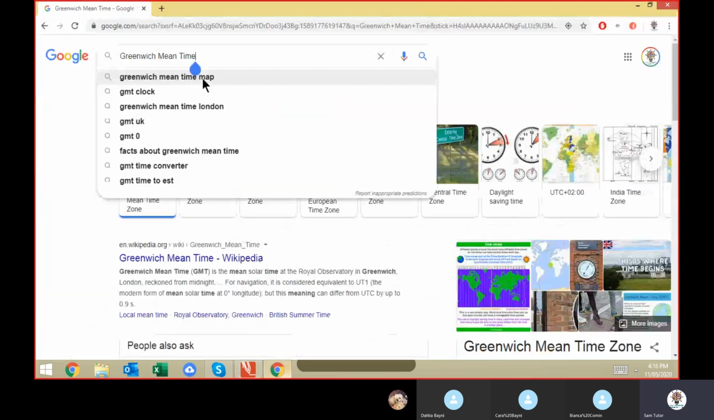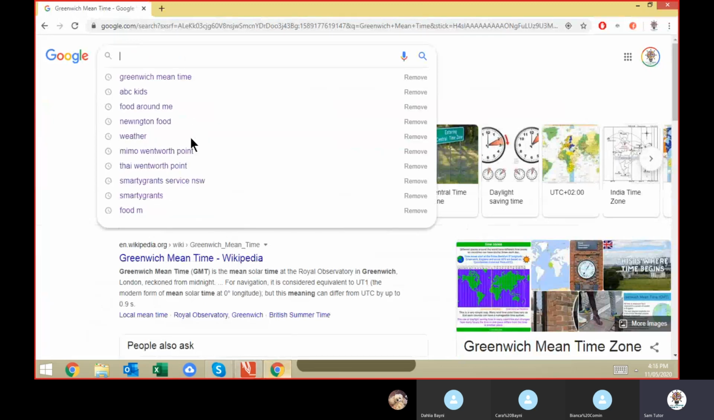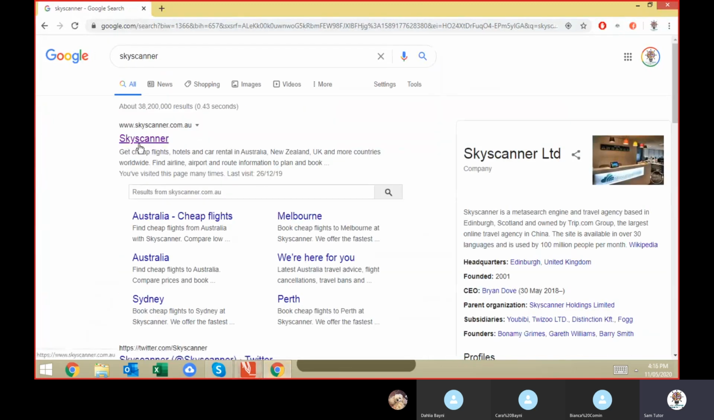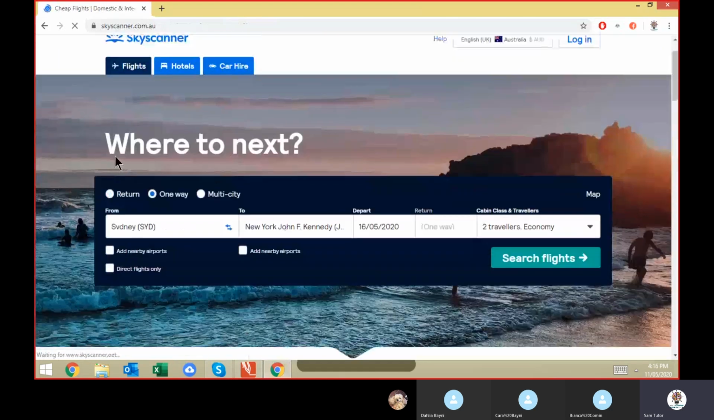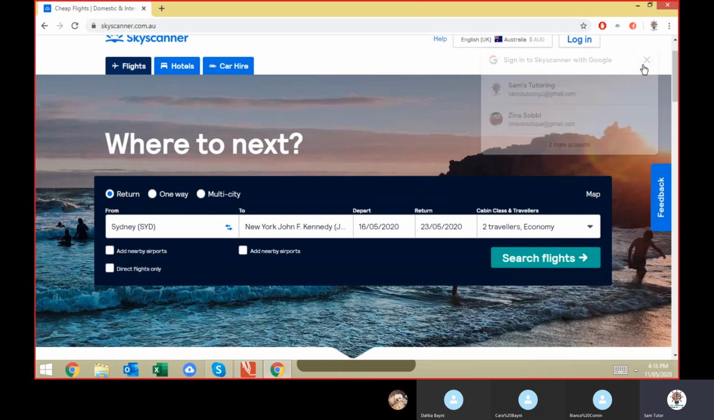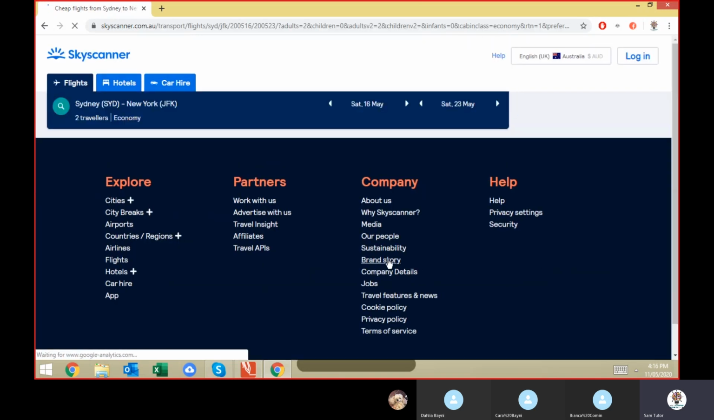If you want to test that out, let's just do it together. Let's search up that country right now. Return, yeah, let's go return. Sydney, New York, 16th of May. Perfect, he already knows. We want to go next week. 2 travelers. All right, so watch this. Sydney to New York. Search flights.